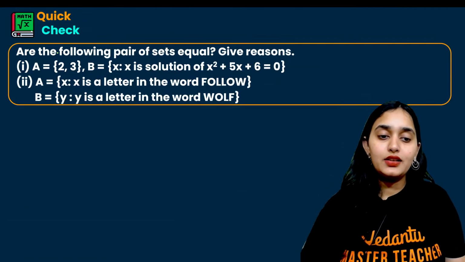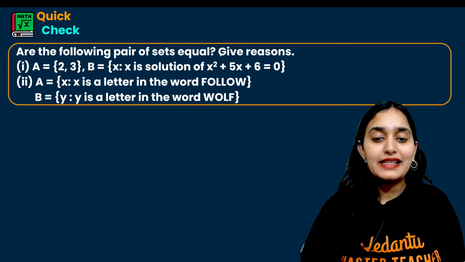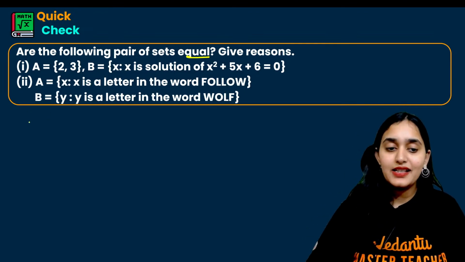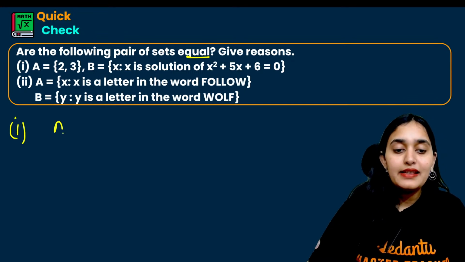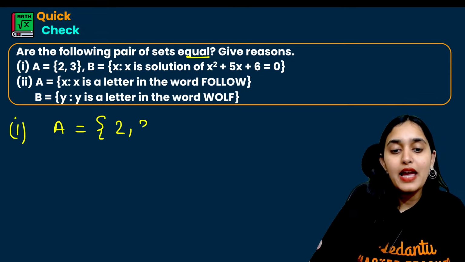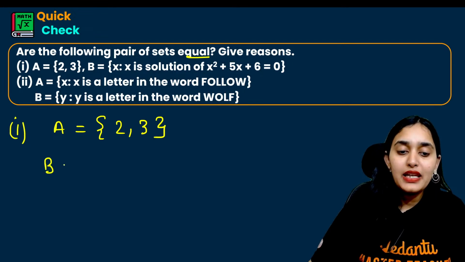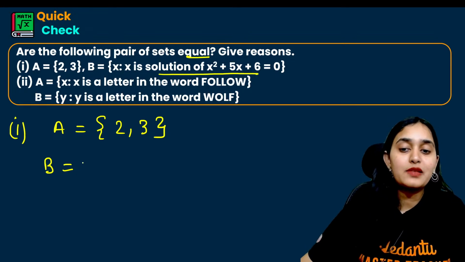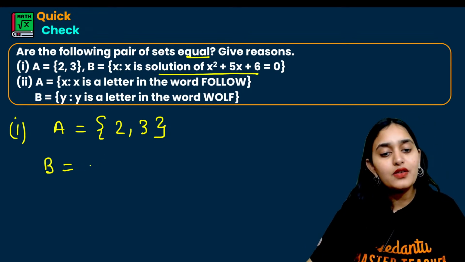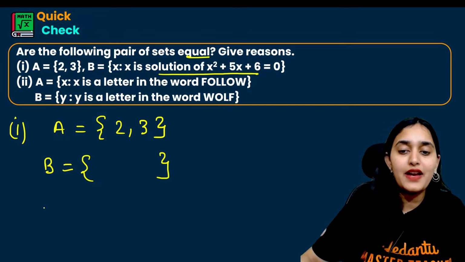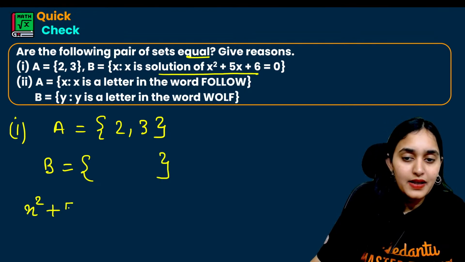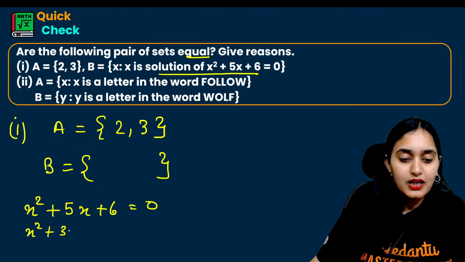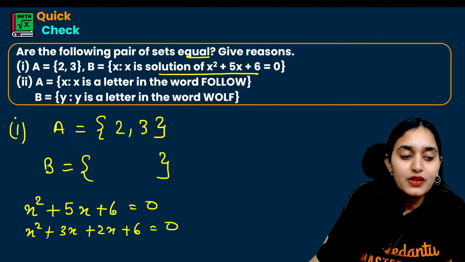Quick question. Are the following pairs of sets equal? Give reasons. Number 1. Set A has elements 2 and 3. Set B has elements: solution of x square plus 5x plus 6 is equal to 0. Let's find out the solution. So x square plus 5x plus 6 is 0. x square plus 3x plus 2x plus 6 is equal to 0, because 3 2s are 6.